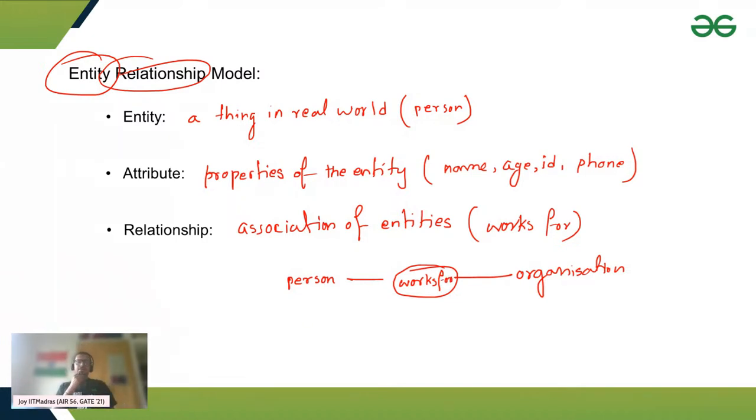I will come to the very deep details of this entity relationship model in the subsequent slides. Is there any question you want to bring up till this part? I'll wait for a couple of seconds, then I'll move forward with the details of the entity relationship model.